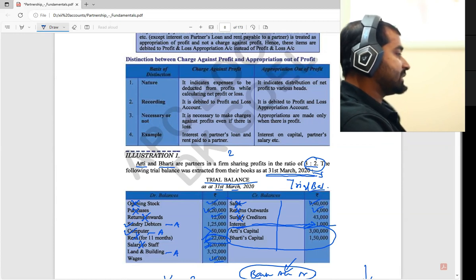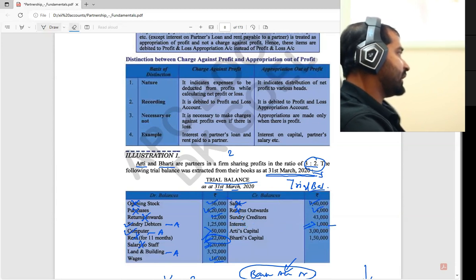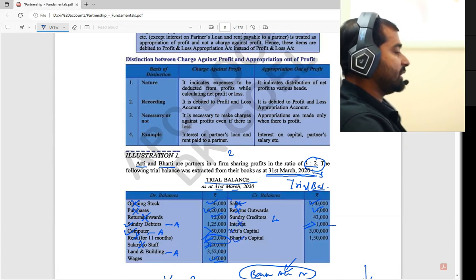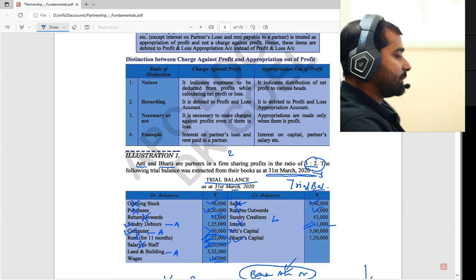Now here sales, return outwards, sundry creditors. Sundry creditors will go to our liabilities. If you find out, sundry creditors is a liability. Interest we have already used. Aarti's capital and Bharti's capital will be part of the balance sheet only. So now let's do the balance sheet.